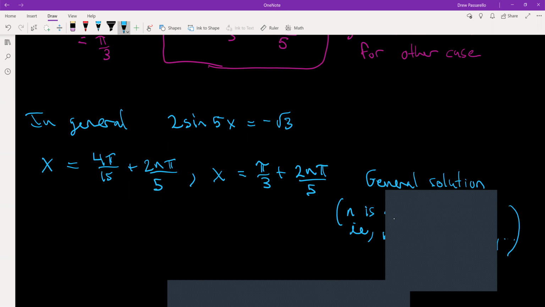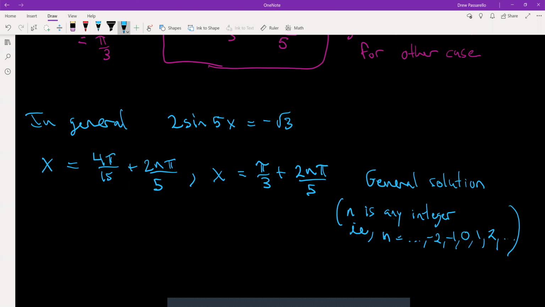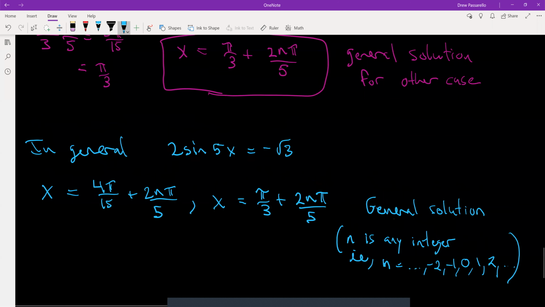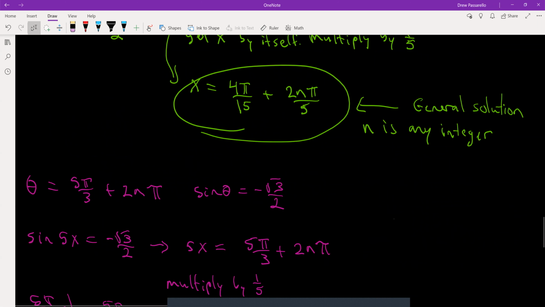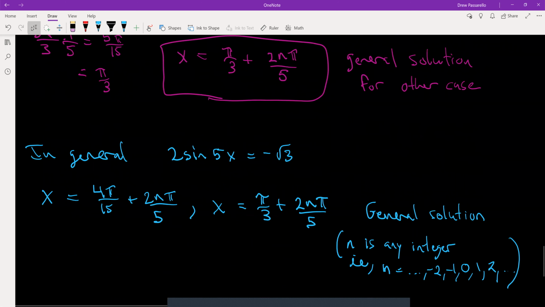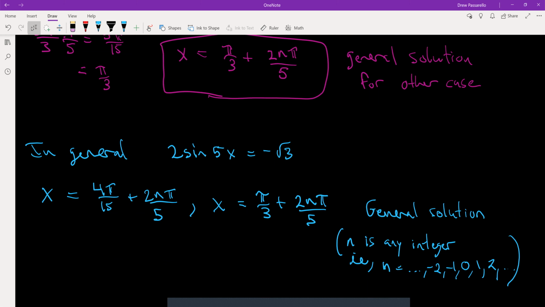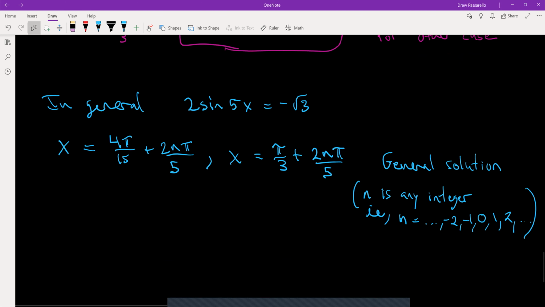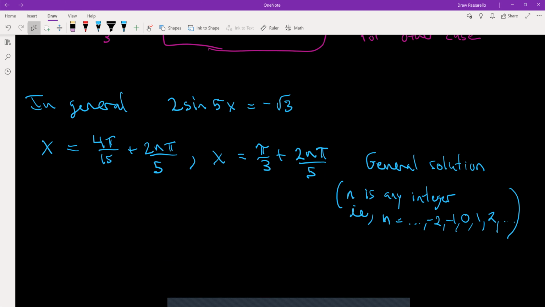All right, so I paused the video and I went ahead and wrote what the two general solutions were for each x value, which I did right here, the one in green and the one in purple. So in general, the solutions for 2 times sine of 5x equal to negative square root of 3, I had to be x equals 4 pi over 15 plus 2n pi over 5, and the other one was pi over 3 plus 2n pi over 5, where n is an integer, meaning it can be like -2, -1, 0, 1, 2, 3, or whatever.